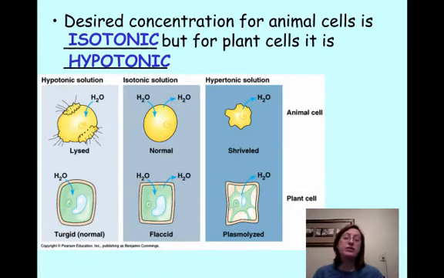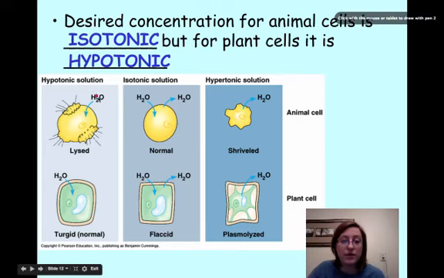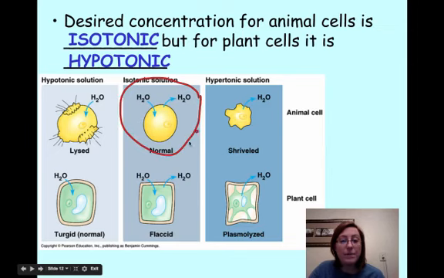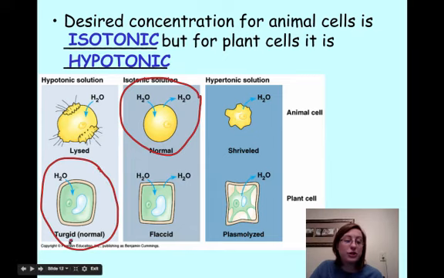So the desired concentration for an animal cell is to be isotonic with its environment, right? Here's normal, okay? So for the animal cell, normal is right here, but for the plant cell, normal is going to be right here. So it likes to stay turgid in a hypotonic solution, whereas animals like to stay isotonic at balance.